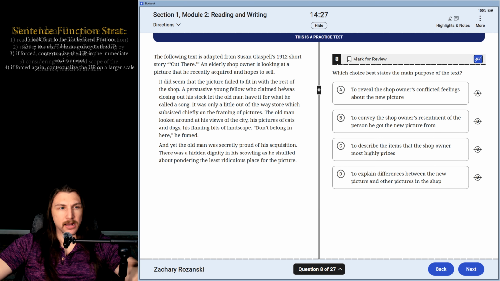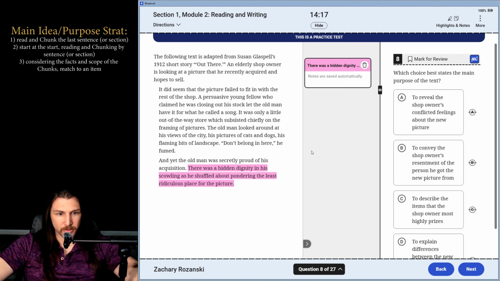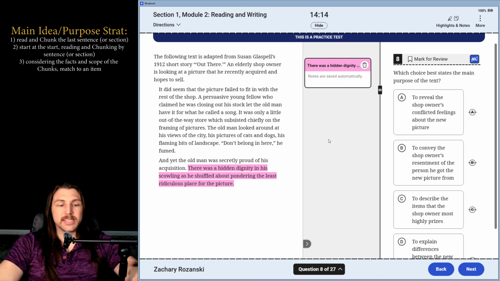8, we've got a main purpose question. What's the main purpose of the text? I can just tell that we've got this silly little story. So let's read the last sentence and do a little summary and then work up from the top. There was a hidden dignity.